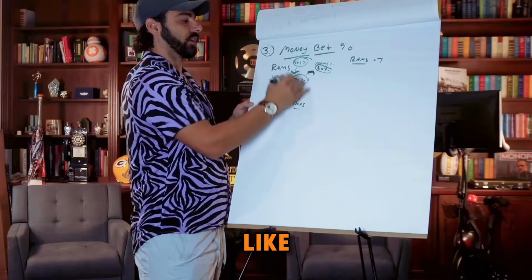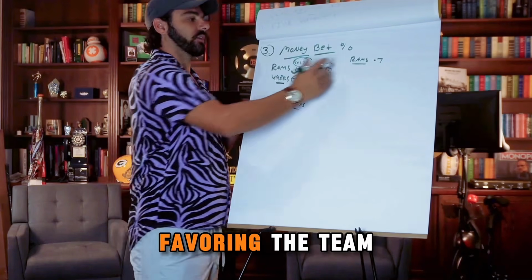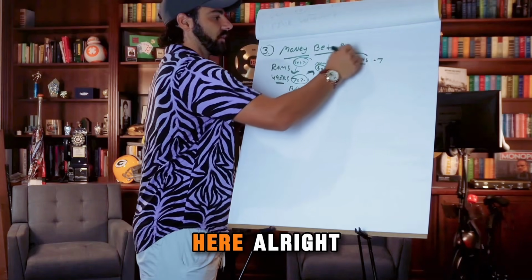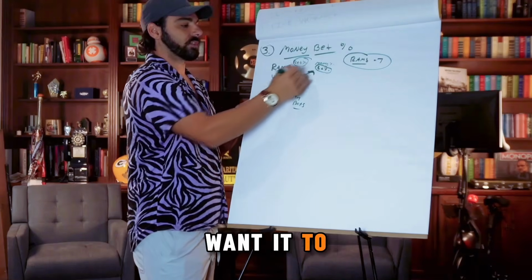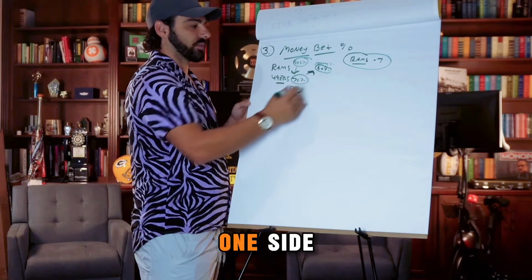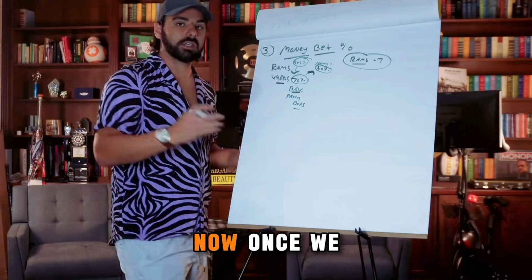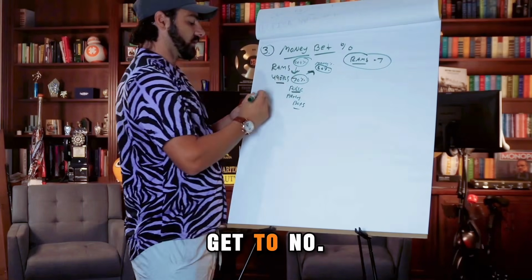So this is what it looks like. You want your money percentage to be higher than the bet percentage, favoring the team that you're looking at, which is right here. All right. The reason why you want it to be opposite, because like I said, we want the public to be heavy on one side while we're smart and we're sharp and we're on the other side. Now, once we have that checked out, we're going to get to number 4 here.